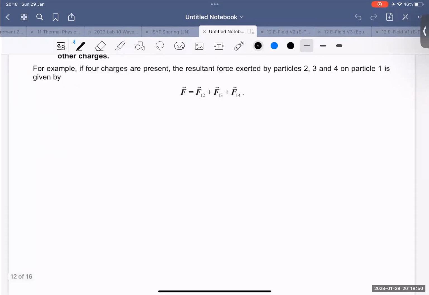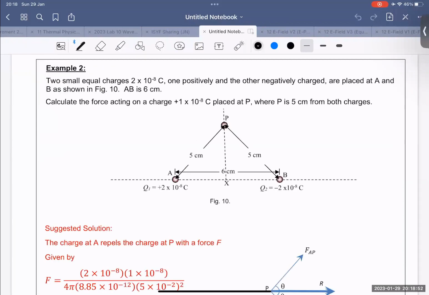Okay, example 2. Two small equal charges, one positively and the other negatively charged, are placed at A and B as shown in figure 10. AB is 6 centimeters. Calculate the force acting on the charge of 1 times 10 to the power minus 8 coulomb placed at P. P is 5 centimeters from both charges.